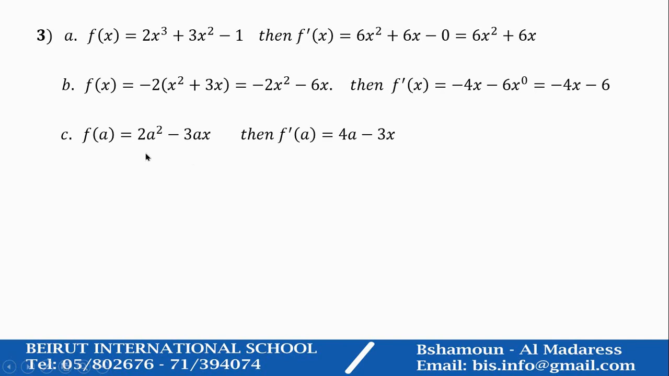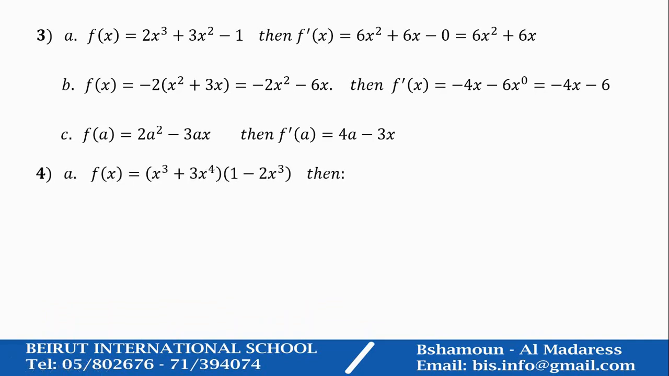Here f prime of a, don't forget that the variable is a. A is the variable, so it is 2 times a to the power 2 minus 1, which is 4a. The second is 3x, considered to be a constant, a number. It is 3x times 1 times a to the power 1 minus 1, which is 3x.